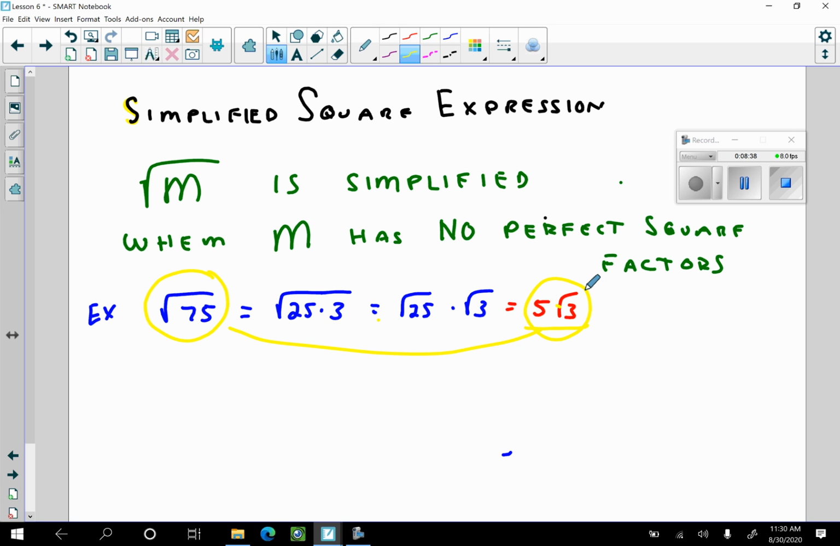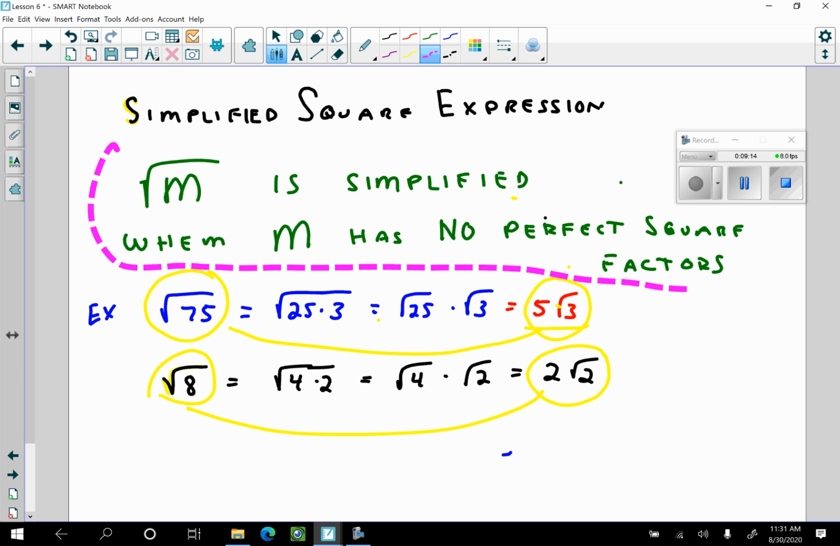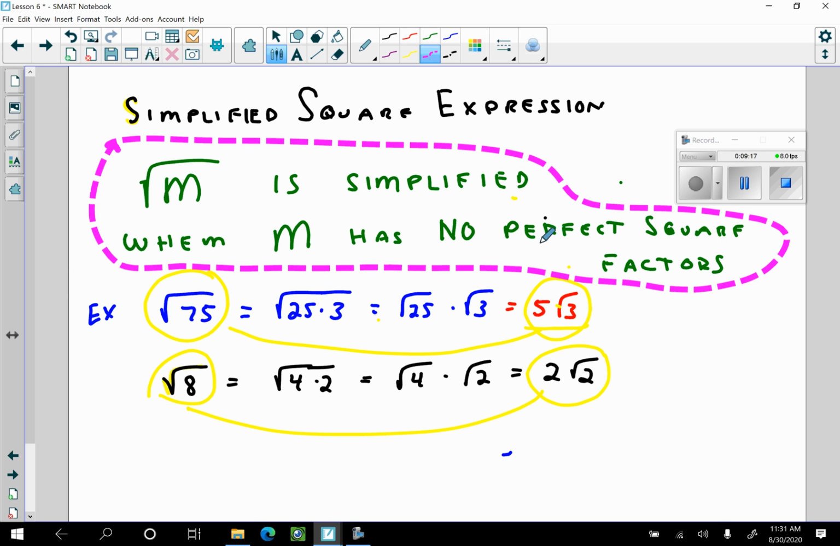Alrighty. And in like manner, another easy example, the square root of 8. The square root of 8 is going to be the square root of 4 times 2, which is equal to the square root of 4 times the square root of 2. The square root of 4 is 2, so this is 2 square root of 2. This is simplified. This 2 square root of 2 is the square root of 8 simplified. They're the same thing, that's what these equal signs mean. So here's our definition: the square root of m is simplified if m has no perfect square factor.